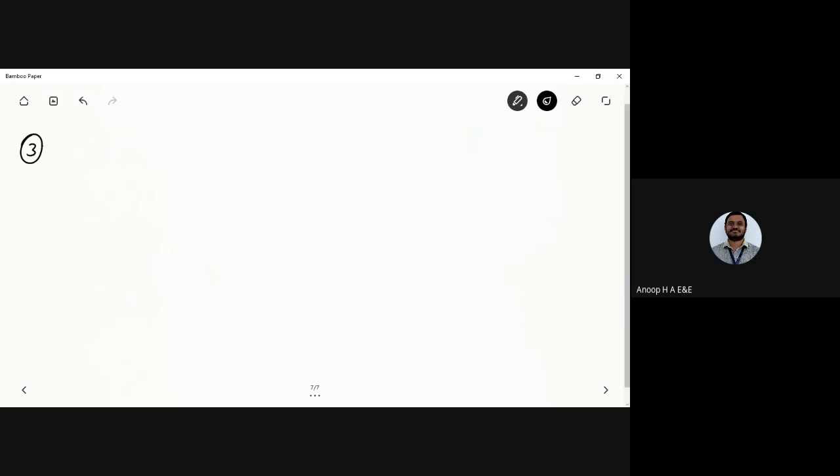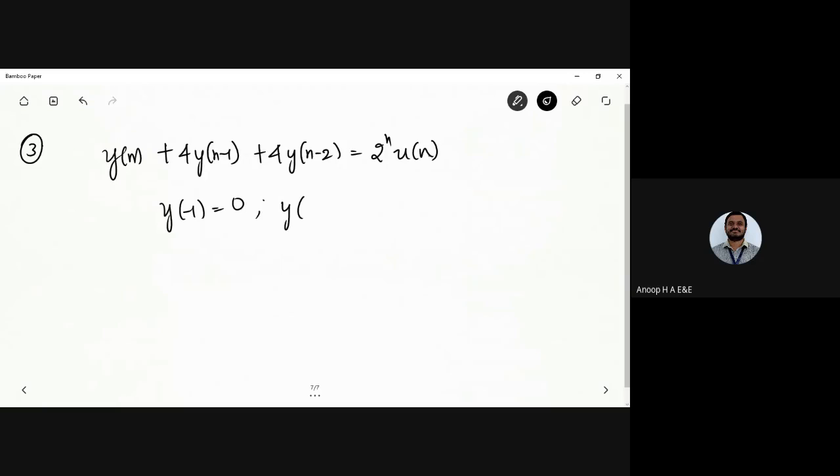So the third problem, I have again y of n plus 4y of n minus 1 plus 4y of n minus 2, that would be equal to 2 power n u of n. So y of minus 1 equals 0, and y of minus 2 would be equal to 1. So this is the difference equation for which you have to find the natural response.